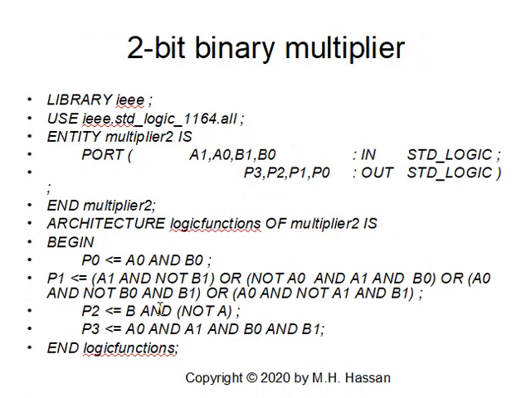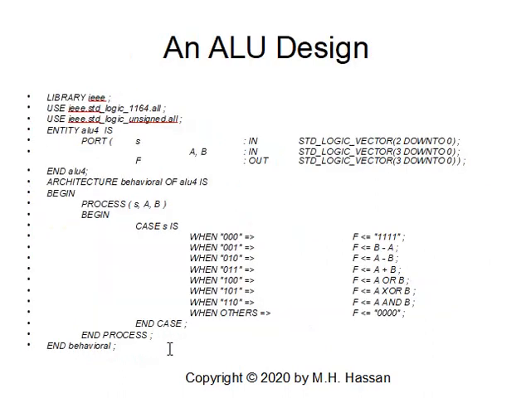Let me look at the 2-bit binary multiplier. This is again by using A1, A0, B1, B0, and I have a 4-bit product out, standard logic. Okay, in multiplier 2, the logic function of multiplier 2 is super easy. I will have P0, P1, P2, and P3 already defined, and we use K-map to derive those equations. And I will end logic function. I will have complete code for the 2-bit binary multiplier. And finally, we'll design an ALU.